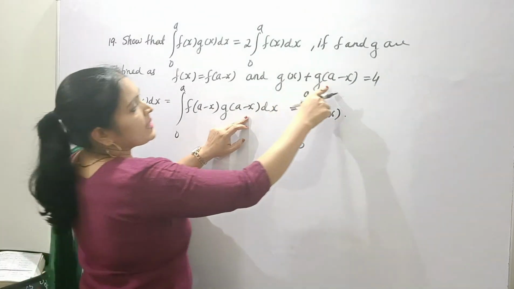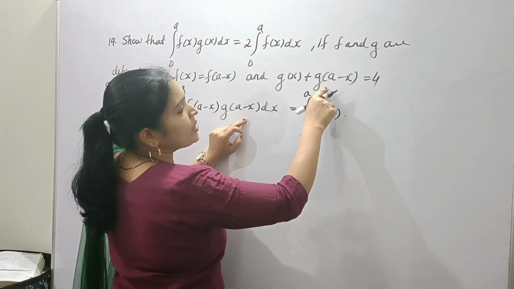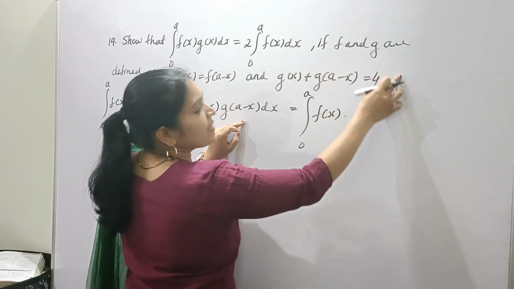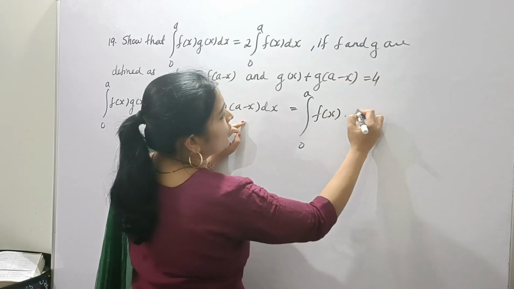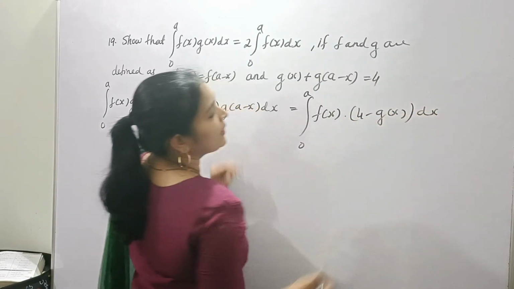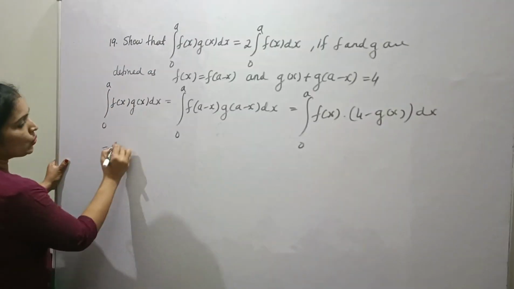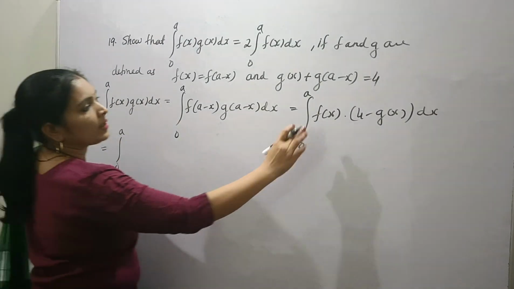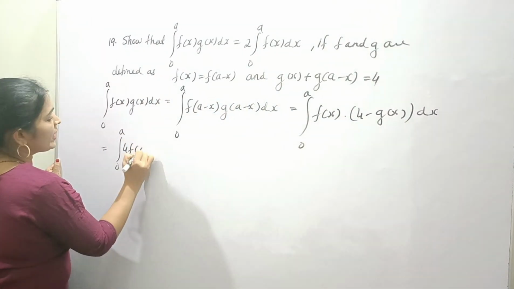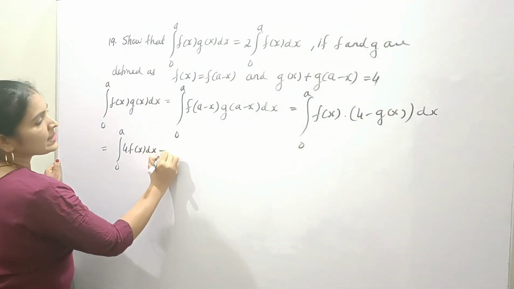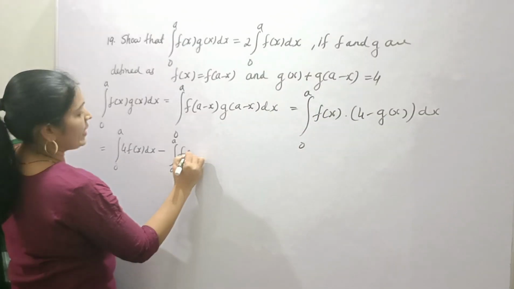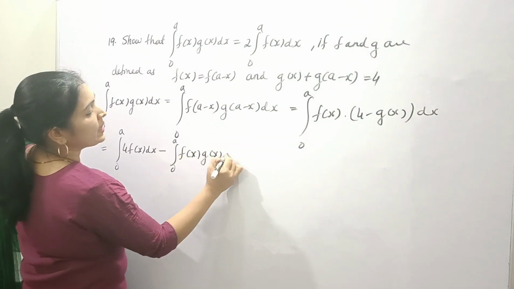g of a minus x: here, g of x plus g of a minus x is equal to 4. So g of a minus x is equal to, taking g of x to the right side, 4 minus g of x. So we have 4 minus g of x dx. Right? That is equal to integral 0 to a, expanding f of x into 4, that is 4 f of x dx minus integral 0 to a f of x into g of x dx.